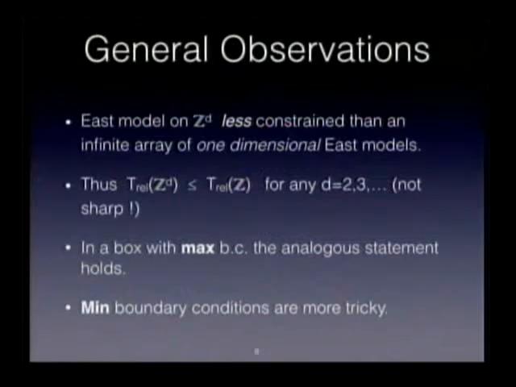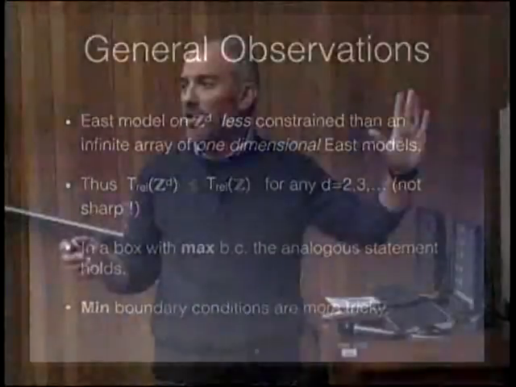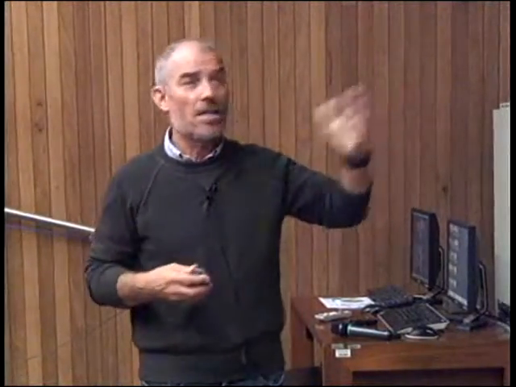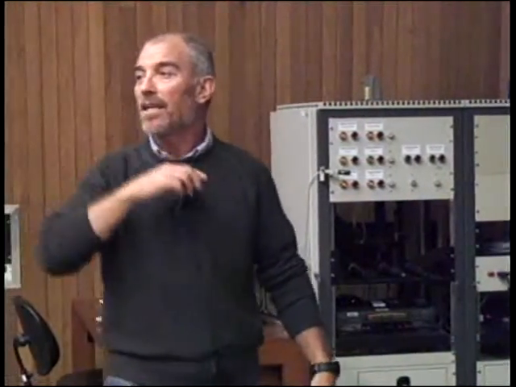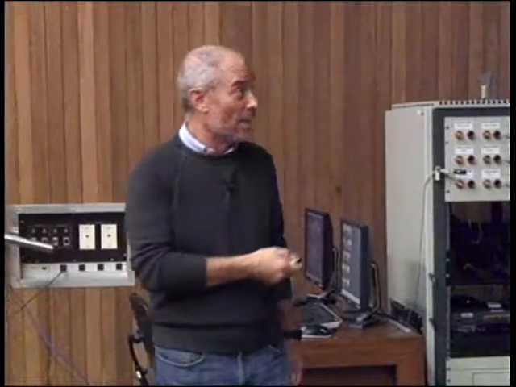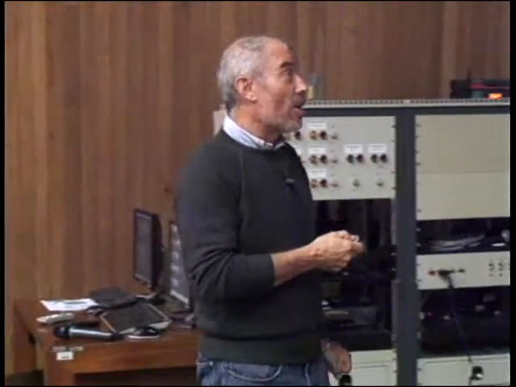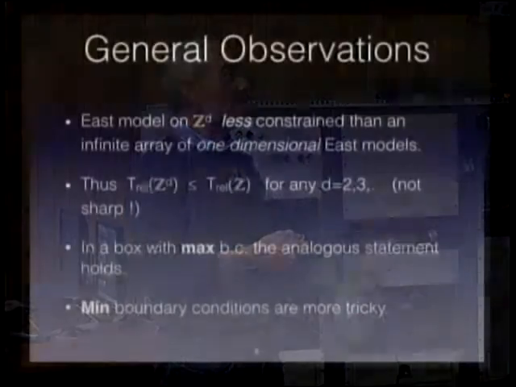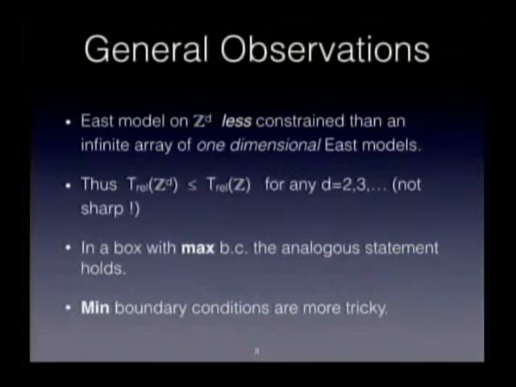Now, on Z^d, there are no boundary conditions. So I just say that, on Z^d, this is less constrained than an infinite array of independent one-dimensional East models. And therefore, immediately you can conclude that the relaxation time on Z^d is less than the relaxation time on Z only, okay, for any dimension. Okay? However, this is not sharp. Okay? This is not sharp, and we will discuss that carefully.